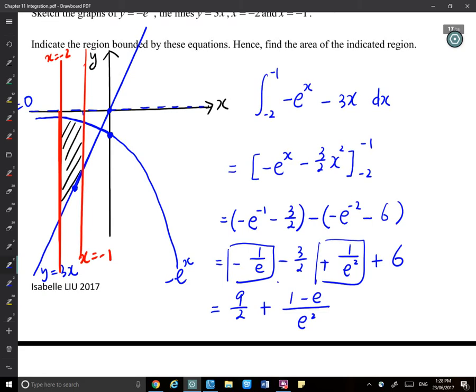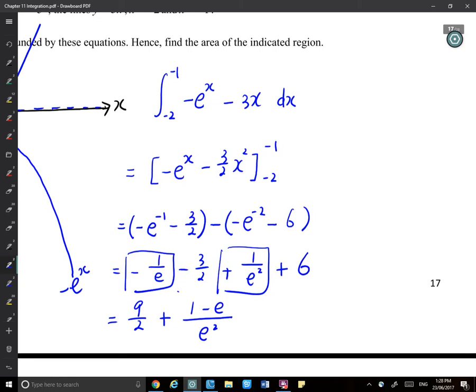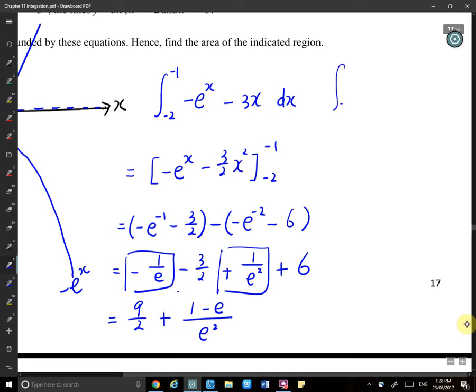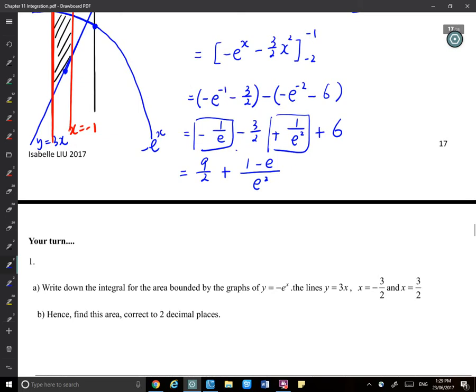Any question about this? Well, if you have a calculator, what you can do is just type the integral from negative 2 to negative 1, absolute value. I don't care which is in the front. I can say 3x in the front: 3x minus bracket negative e to the power of x, dx, absolute value. I can just type that into the calculator and you will have your answer. Alright.